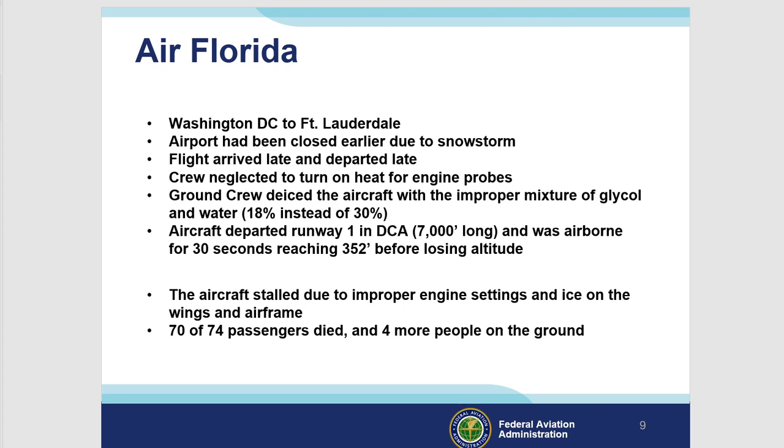And then the aircraft departed runway 1 in DCA, a 7,000-foot-long runway, and was airborne for 30 seconds, reaching all the way up to 352 feet before losing altitude and stalling, pretty much due to improper engine settings. They weren't getting full power, partially due to the engine probe heat not being turned on, and the ice on the wings and airframe certainly did not help the situation. 70 of the 74 passengers died, and 4 more people on the ground died as well when they impacted the bridge just north of DCA there.